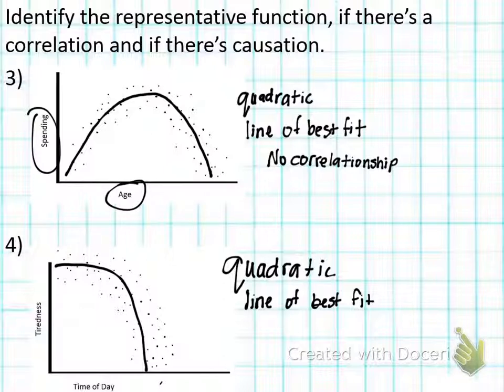How about number 4? Level of tiredness and time of day. Is there a correlation here? Earlier in the day you're less tired. Later in the day you're more tired. Yeah. Is there a relationship to that? No, I don't think there is, because even though this is what the data shows, you could have someone who's tired in the morning. So I would say there's no correlation.